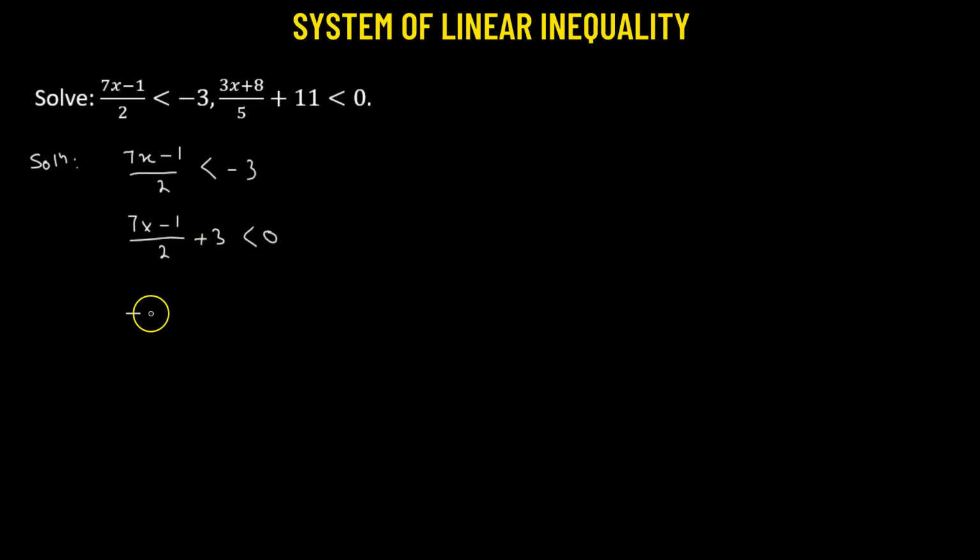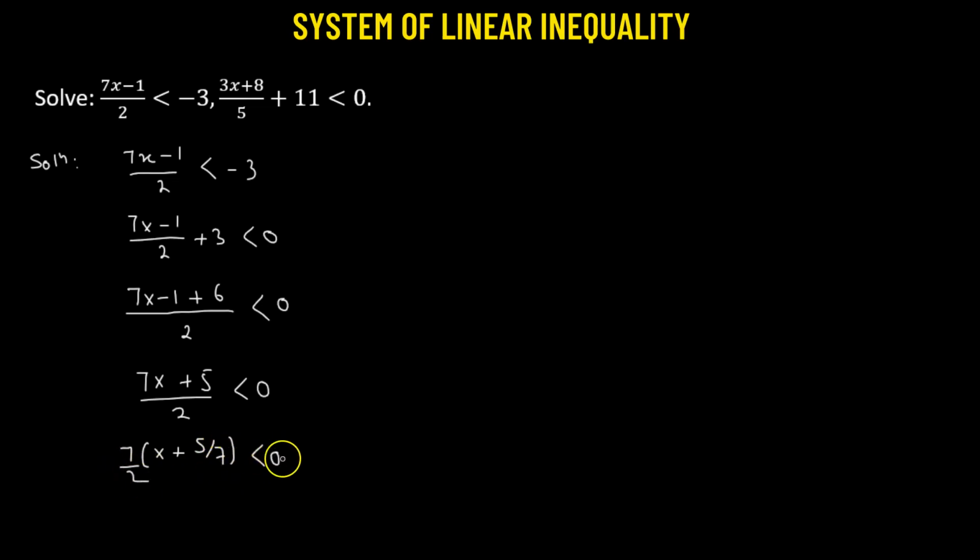We'll combine the two terms. So we have 2 as the common denominator. In the numerator, we have 7x minus 1 plus 2 times 3, which is 6. So this is less than 0. That gives us 7x plus 6 minus 1, so that's positive 5, divided by 2, which is less than 0. We'll take 7 as the common factor in the numerator. That will give us 7 multiplied to (x plus 5 over 7) divided by 2, which is less than 0.